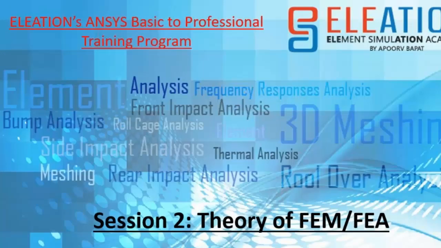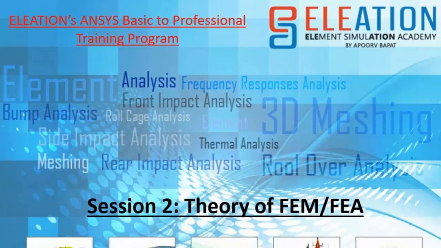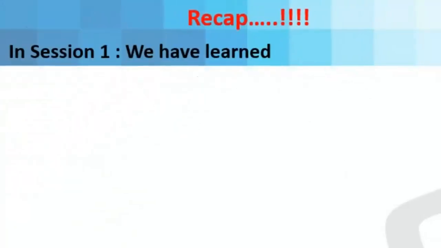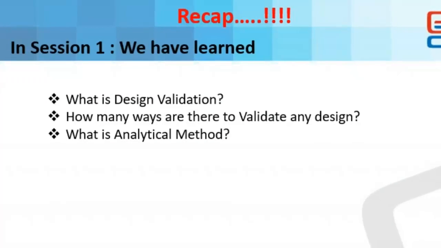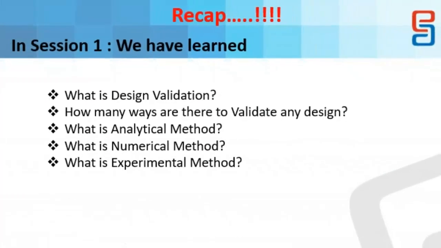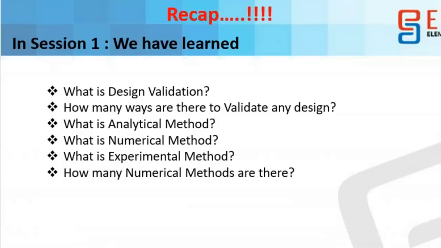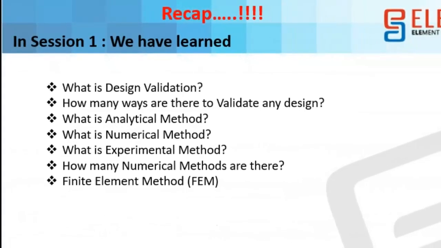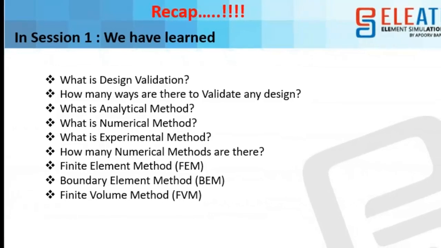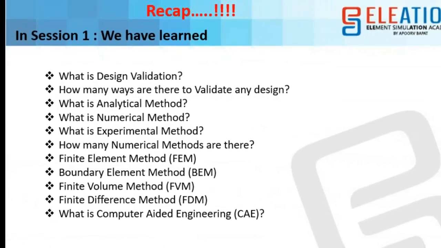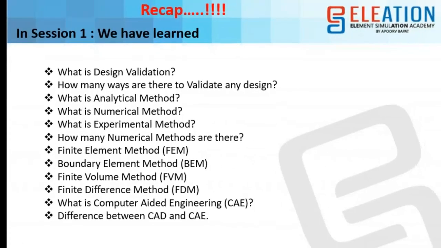Today, session 2, we are going to cover theory of FEM and CAE. We'll start with a recap of what we have seen in session 1. In session 1, we discussed what is design validation, how many ways there are to validate any design, what is analytical, numerical and experimental method, how many numerical methods there are, what is finite element method, boundary element method, finite volume method and finite difference method, what is computer aided engineering and the difference between CAD and CAE.